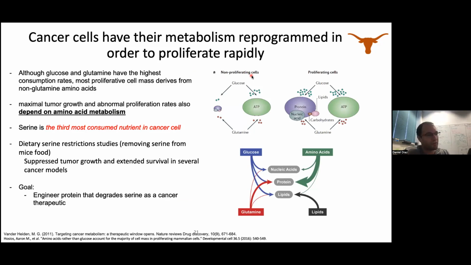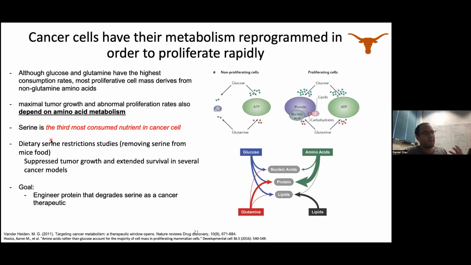So it needs more resources, and it would prefer to consume resources externally, stealing them from the extracellular matrix rather than producing them itself. And it turns out that serine is the third most consumed nutrient in cancer cells, behind glucose and glutamine. Serine is just one of the 20 key amino acids, and that makes sense, right?